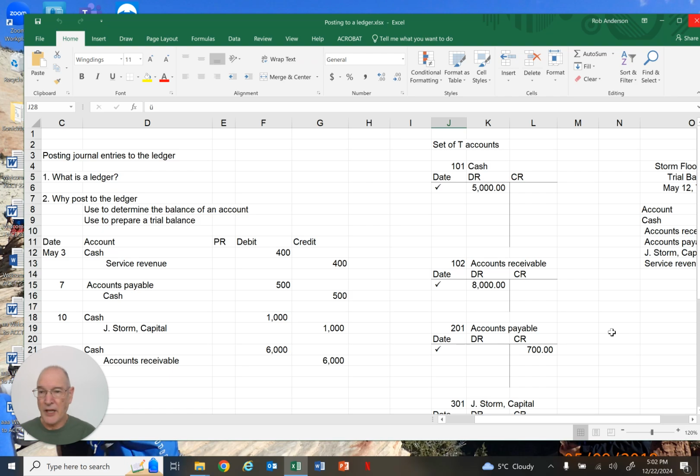So let's get to posting to our accounts. And this is where the PR column comes in. It stands for posting reference. What's going to go into here is the account number. So every account has a number, and I've got them right here. And those are the numbers that we put in after we post the transaction to that account.